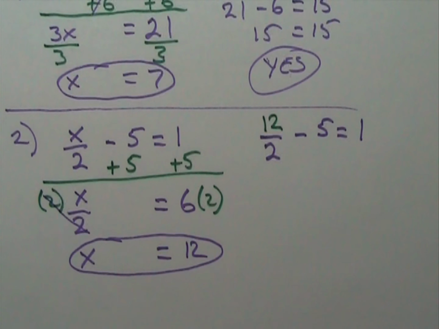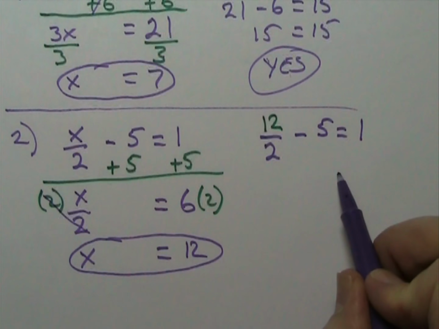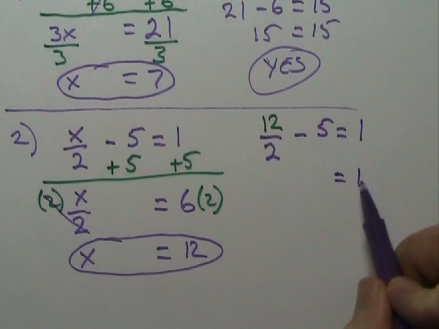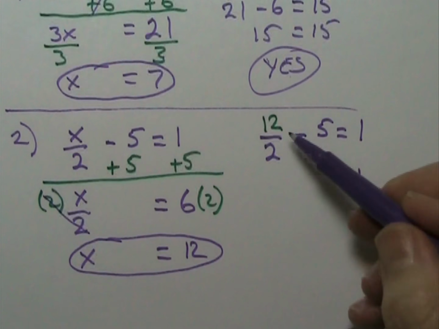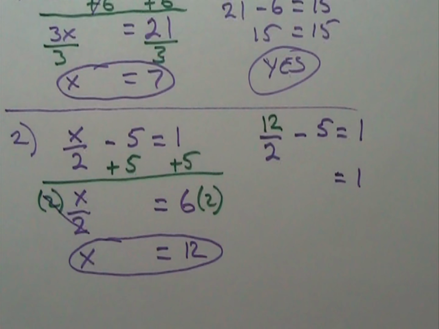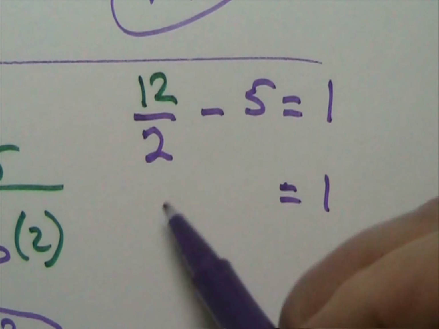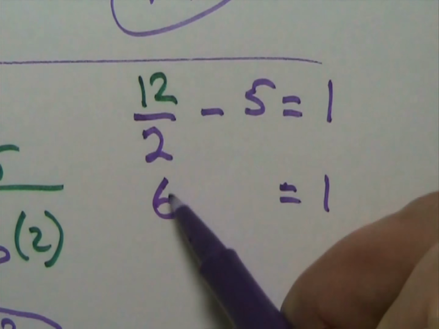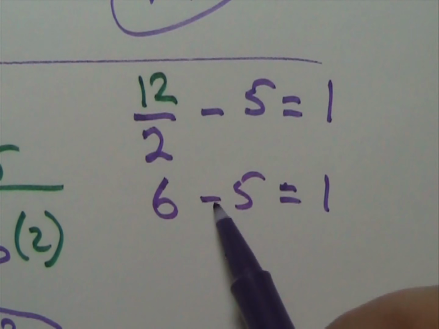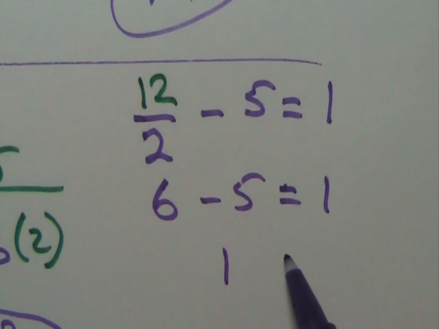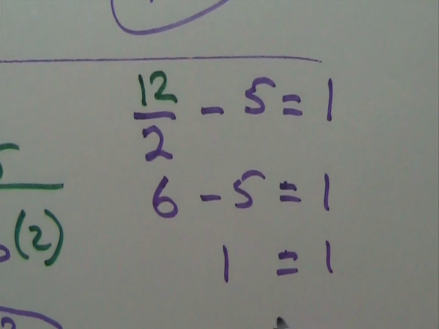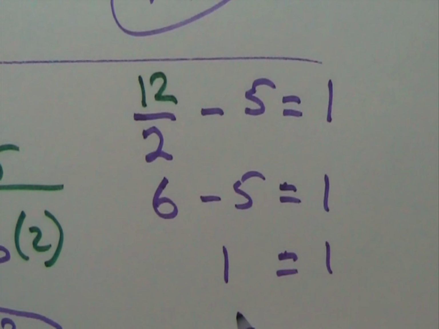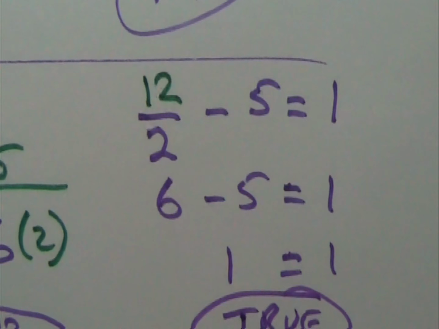And does this work out? Does the left side equal the right side? Does it equal 1? Let's see. We have 12 divided by 2. 12 divided by 2 is 6, right? 2 goes into 12, 6. Minus 5. Well, 6 minus 5, that's 1. And notice that it does equal 1. The left side equals the right side. Therefore, this is true. You could say yes, or you could say true, whichever you like to say.